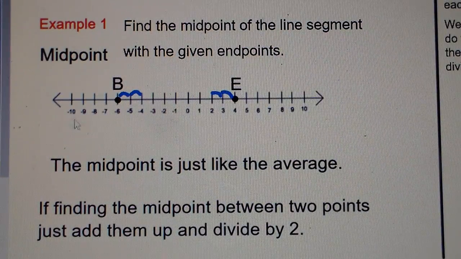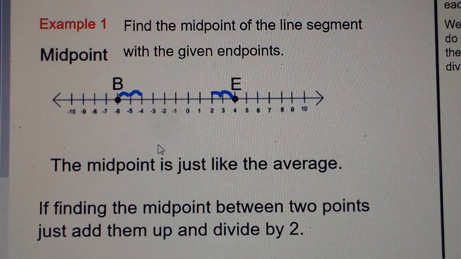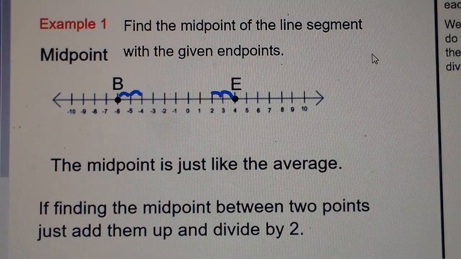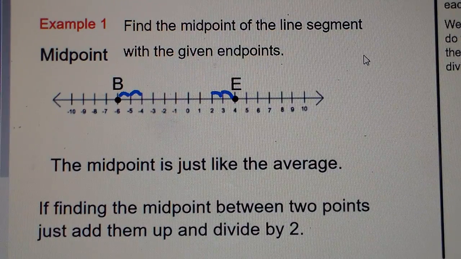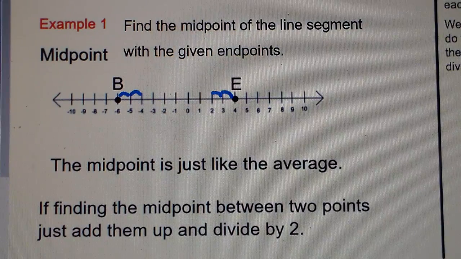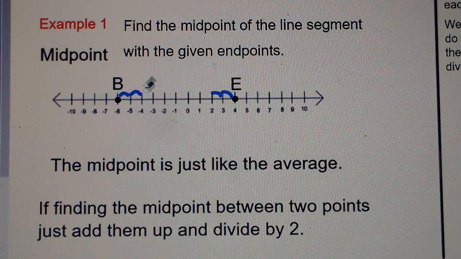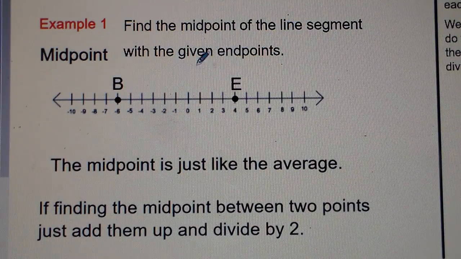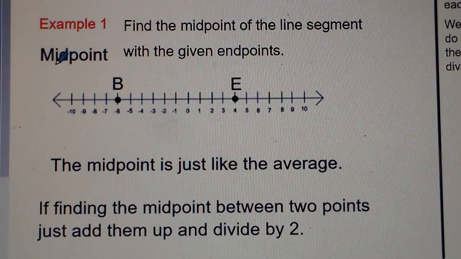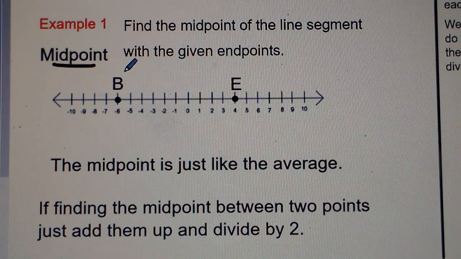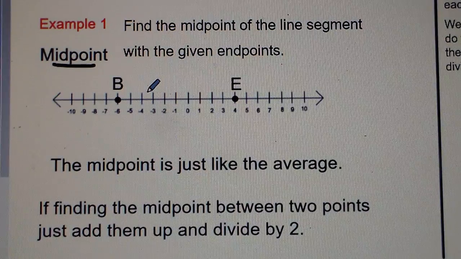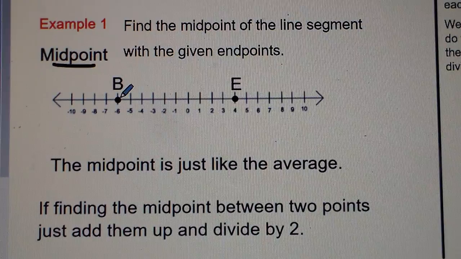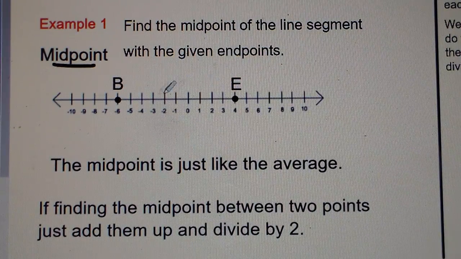Alright, so looking at this, we got a line here all labeled up with numbers. Our goal here in example number 1: find the midpoint of a line segment with the given endpoints. So our endpoints here are B and E. Now if we want to find the middle, because the midpoint's all about the middle, we want to find the middle of B and E. One of the ways we could do this is simply counting the boxes inward between B and E.